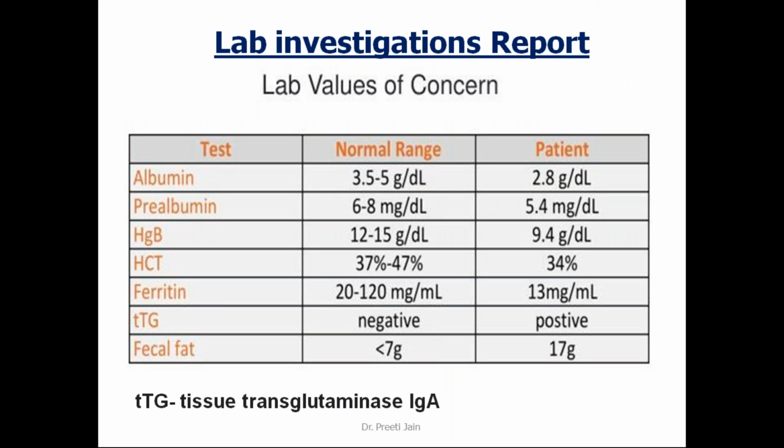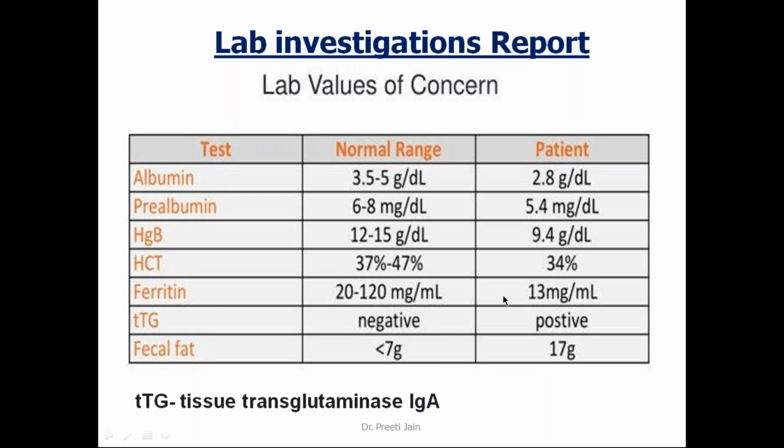Right. So lab tests were ordered, and these are the normal ranges, and this shows what was found in this patient. In this patient, you can see that there is hypoproteinemia, which is visible here. Albumin is low, less than the normal range. The pre-albumin is also less. Hemoglobin is also less. Hematocrit is also less.